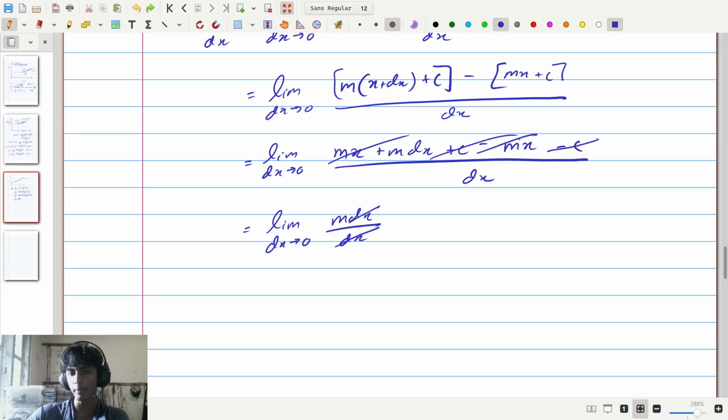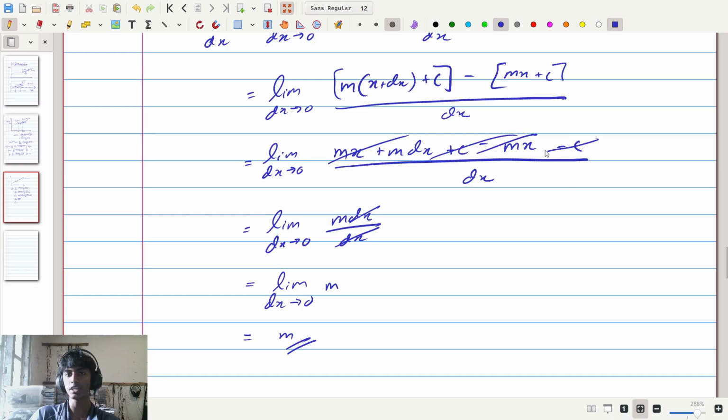Recall that principle in limits where, since this quantity is not actually equal to 0 yet, we can cancel things out like this. So this is equal to the limit as dx approaches 0 of the quantity m. Since m here is a constant, it can be taken out of the limit. If you don't remember that rule, go to this video here and recall that. So this is equal to simply the value m.